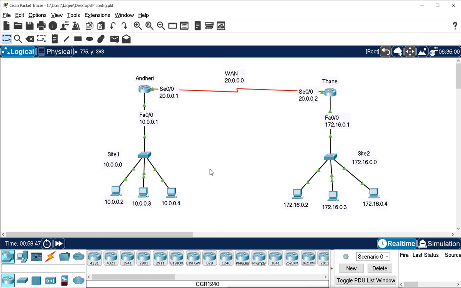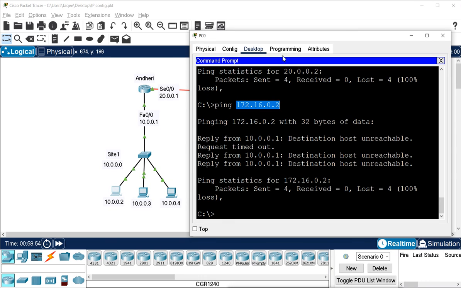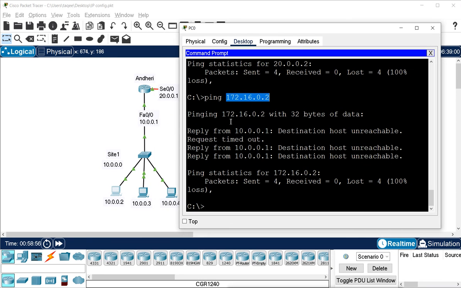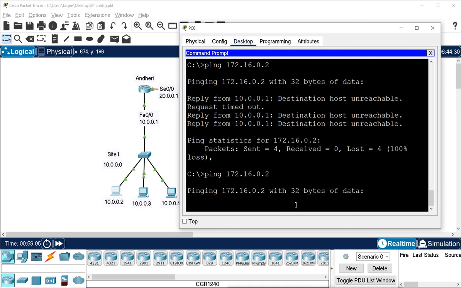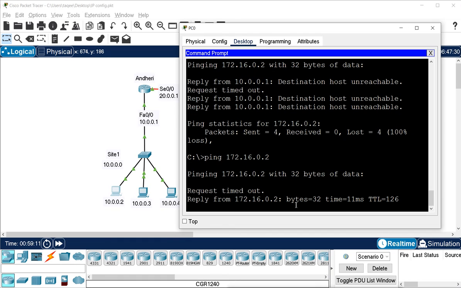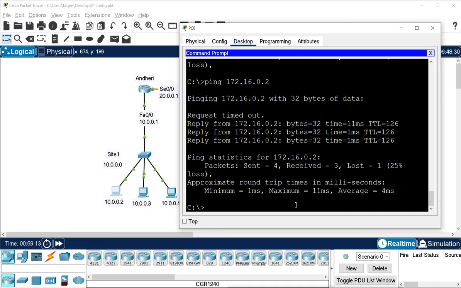Now I will try to ping this machine from this machine. Previously it was not pinging. Previously when I tried it, it said destination host unreachable, because the router does not know about the network. But now the router knows about the network. We'll try to ping that machine. Now the packet is going to the router, and then the router will forward the packet to that specific machine.